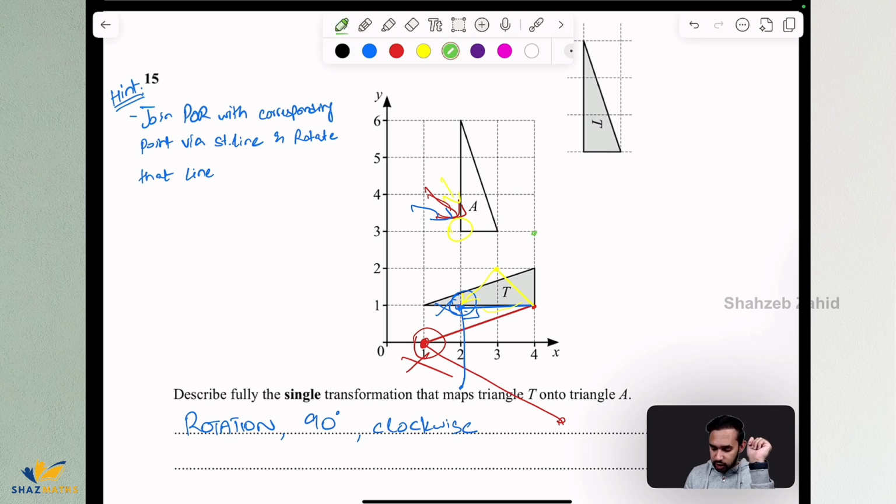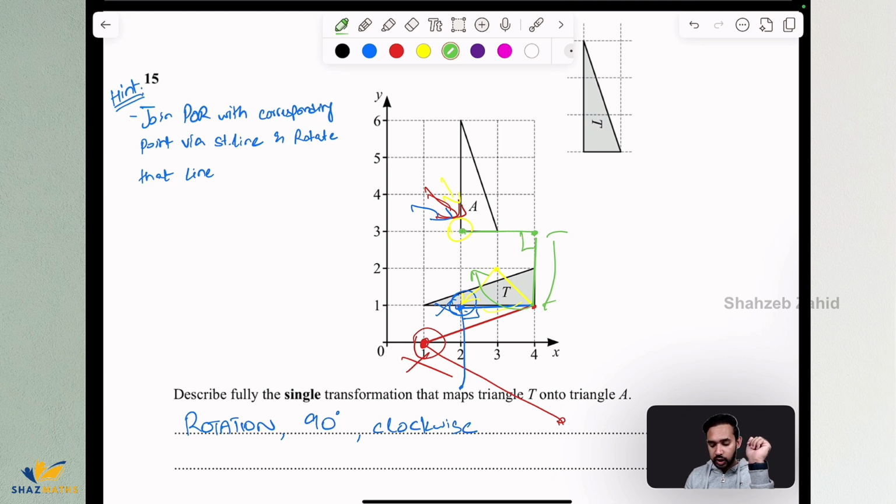The last one is this point, which definitely would be my point of rotation. Let's have a look how. So I'll join it via a straight line with the corresponding point. And if I rotate this line 90 degrees clockwise, have a look, it's 2 units. So it will go in this direction because it's clockwise. And then it's 2 units. So 2 units on this side, it's going to end up here.